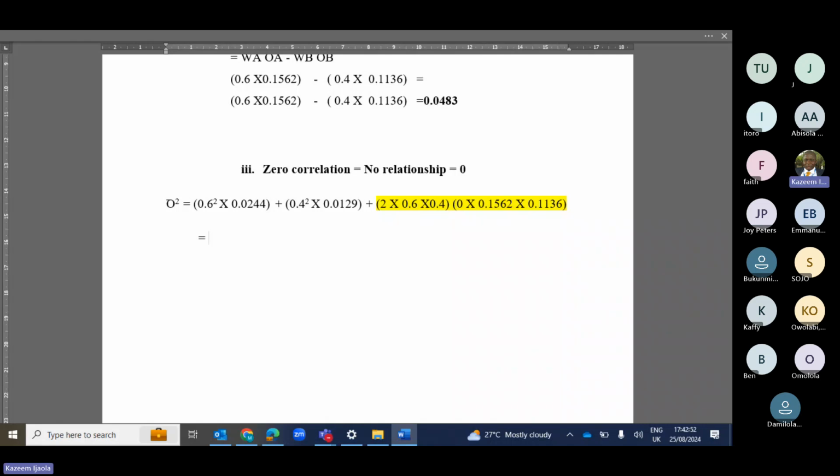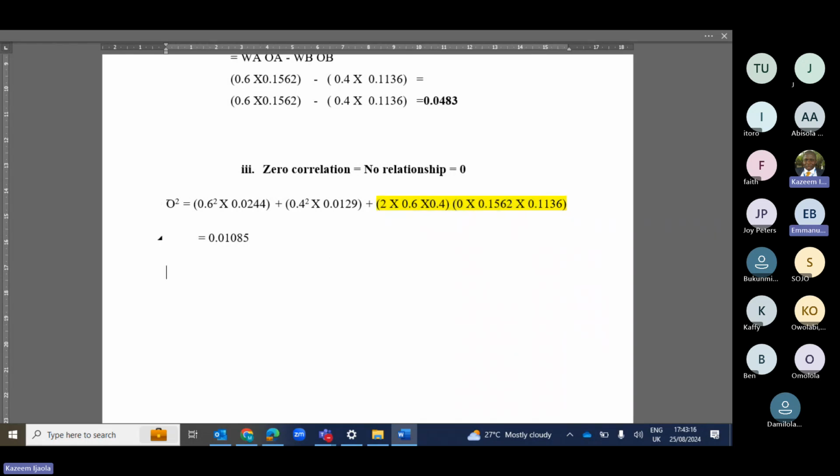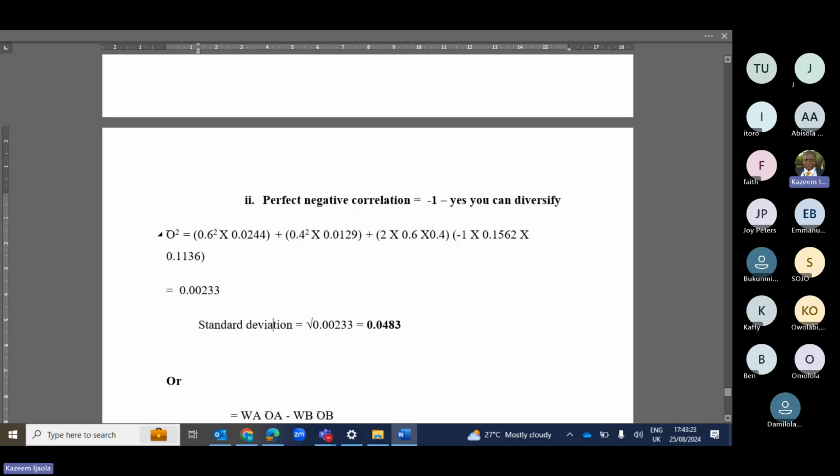Okay, so Kazim, you're saying in essence that for a zero correlated portfolio, it's basically the expected value or the mean of that portfolio. Yes, all the terms multiplied by 0 give you 0, so it's only this one you're working on now. Your standard deviation is going to be the root of that answer.